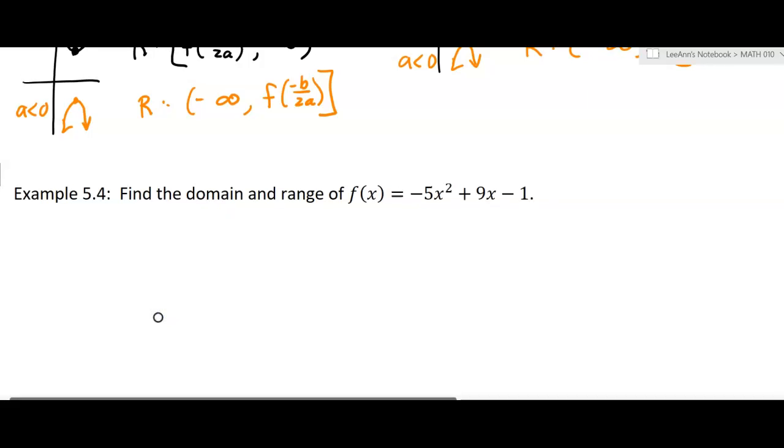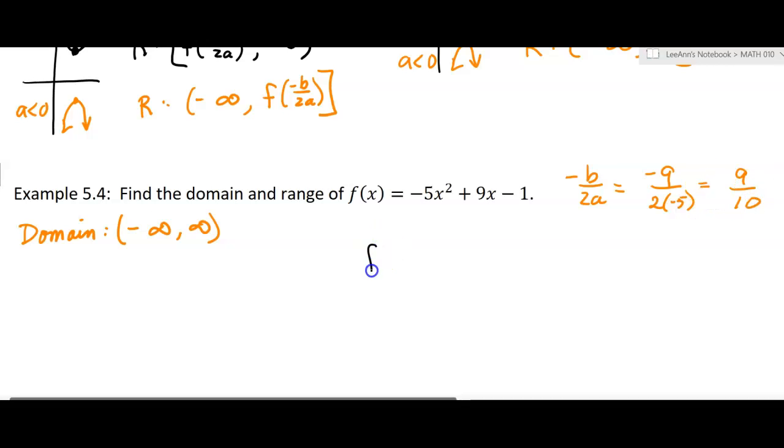All right, so we have an example here. Find the domain and range of the function. Okay, so the domain, no problem: negative infinity to infinity. All right, but the range, that's a little bit trickier. So we're going to have to find the vertex. So we need to know what's the opposite of b over 2a. Well, the opposite of b is going to be negative 9 over 2 times negative 5, and that's going to be 9/10.